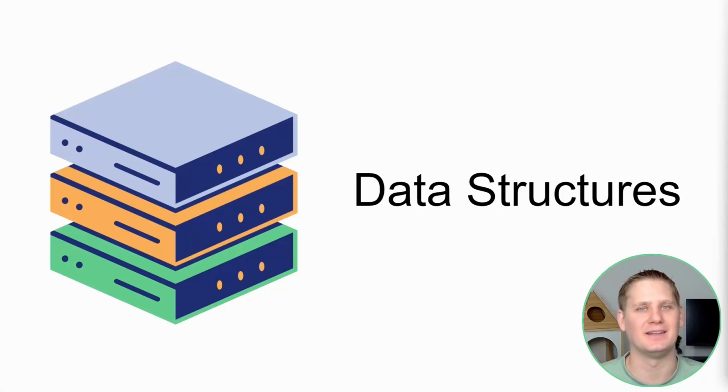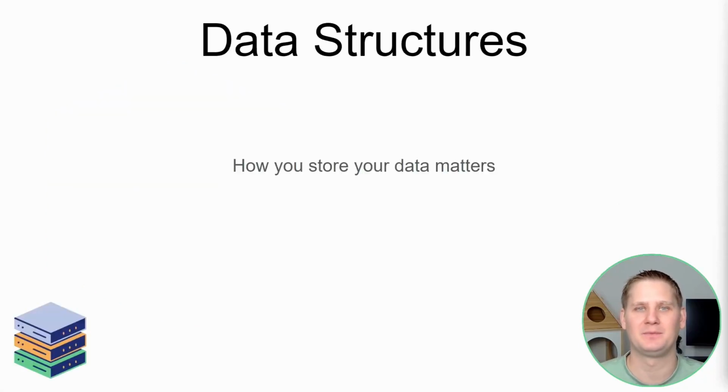Data structures define different ways of storing data in memory, and how you store your data matters. When using the wrong data structure, this can make your code significantly slower. On smaller projects, maybe this doesn't matter too much, but on larger projects, slower code means higher computation costs, and higher computation costs can potentially be in the millions.